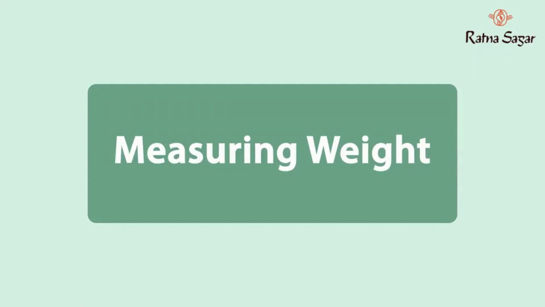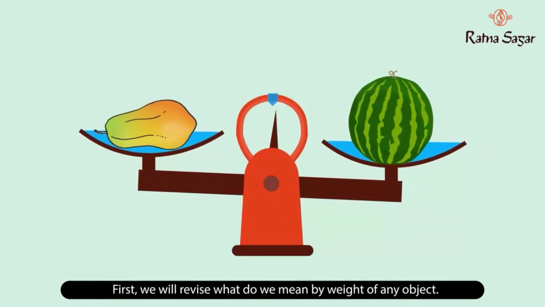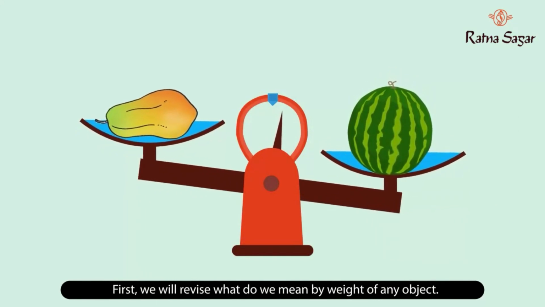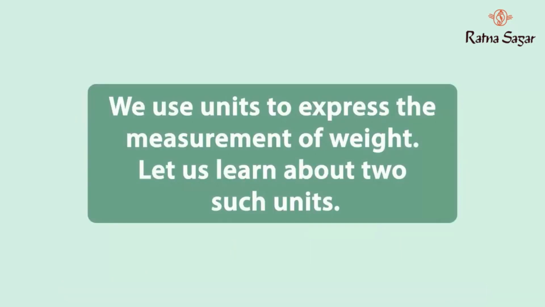Measuring weight. In this video, you will learn about the units used for measuring the weight. First, we will revise what we mean by the weight of any object. The weight of any object is the measure of its heaviness. We use units to express the measurement of weight. Let us learn about two such units.